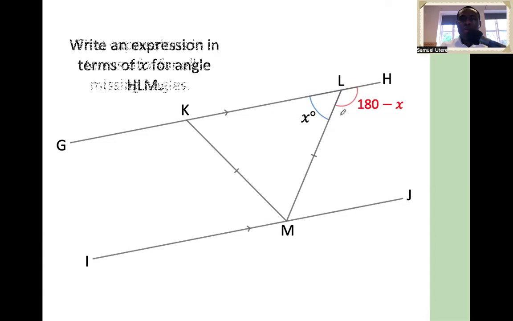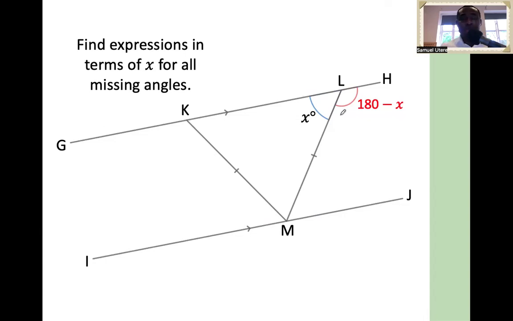But what other angles can you form? Would you be able to find expressions in terms of X for all the missing angles? Of course we can, because we have sufficient information in the diagram to do so. We see here that these are base angles of an isosceles triangle, because we have these hatch marks. So this angle should be X. That angle should be 180 minus X. Why? I'm sure you would have thought about adjacent angles on a straight line sum to 180 degrees.